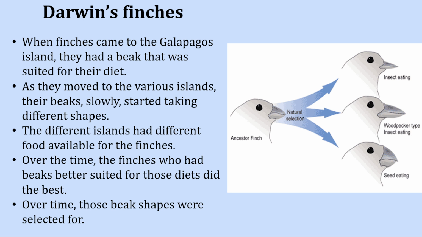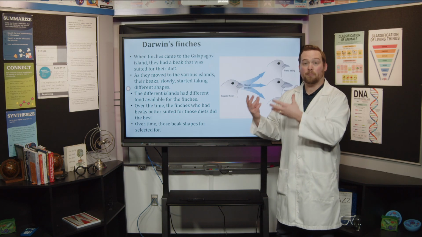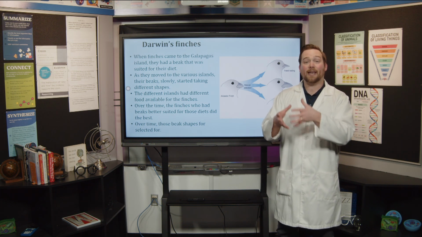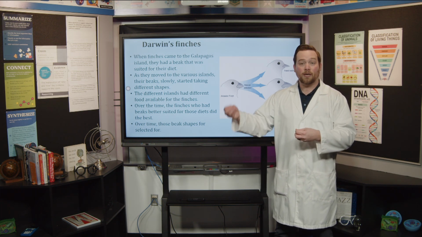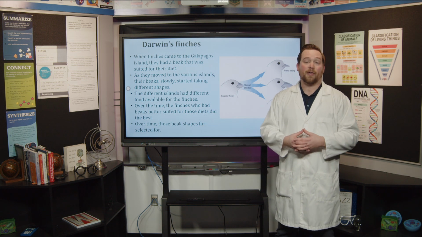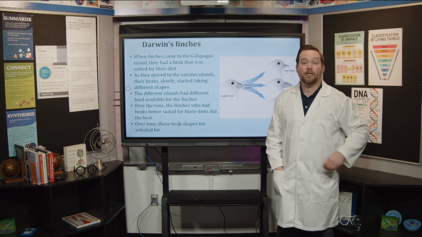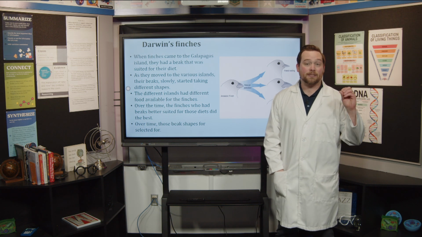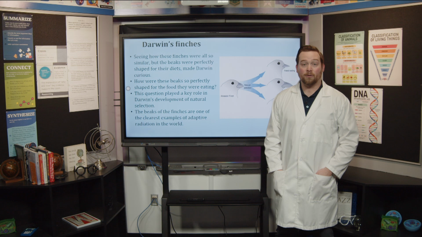And so what happened here is that depending on what food was available for the finches, over time the populations of finches got better at eating those types of diets because their beaks were slowly evolving to get better at that. And we're going to talk about how that happens, okay? So what I really need you to know from this slide is that Darwin went to the Galapagos Islands and he was studying finches, okay?